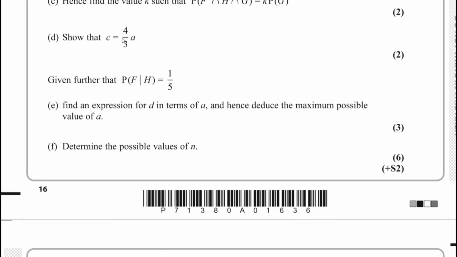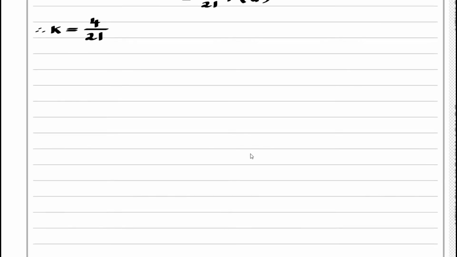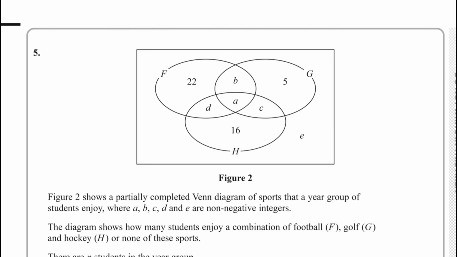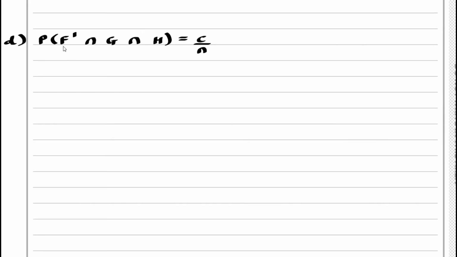Part D, show that C is equal to 4/3 A. First of all, we know for part D that the probability of F dash and G and H is equal to C over N. If we go back to our Venn diagram, we have N in total, and what we are after is the probability of not being in F, so that's outside of this circle, and then G and H, which is this intersection of C, which is why the probability of F dash and G and H is equal to C over N.